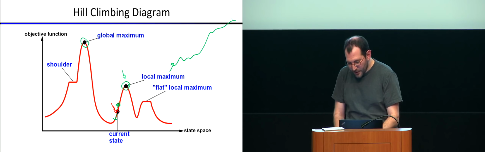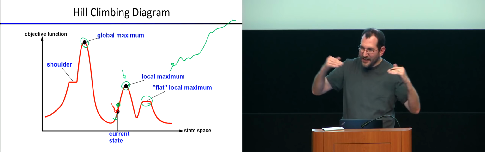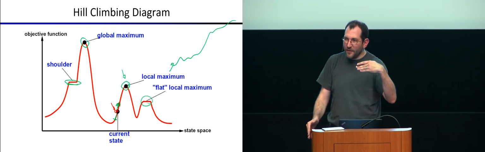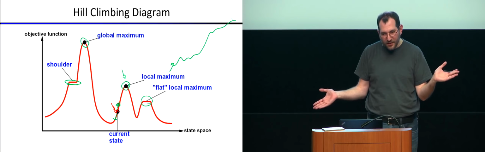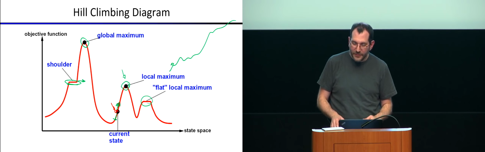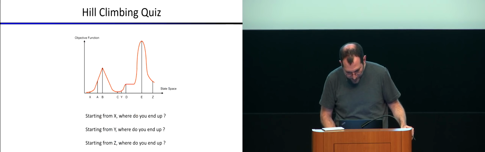Global maximum, local maximum. You can sometimes have these flat situations, either a flat local optimum or a shoulder, where things have leveled off, but they're not going to level off forever, but you can't tell, right? This thing could go off to infinity as far as you know. This is what it looks like to be hill climbing.